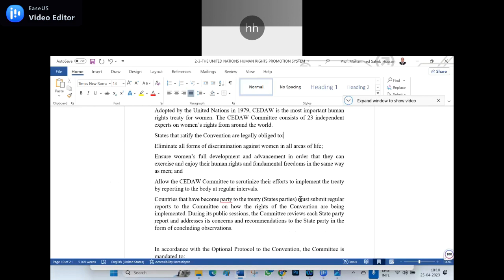Countries that have become a party to the treaty, meaning the member states or the state parties, must submit regular reports to the committee on how the rights of the convention are being implemented, and how far they are protecting women's rights. During its public sessions, the committee reviews each state party report and addresses its concerns and recommendations to the state party in the form of concluding observations. The committee will see the report of each member state and make suggestions and concluding observations based on the report submitted to them.